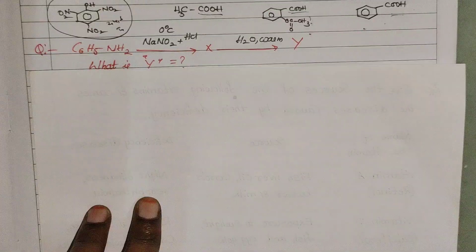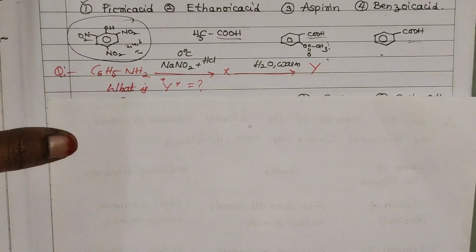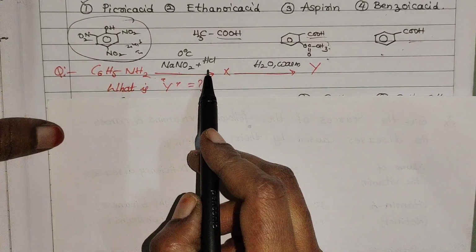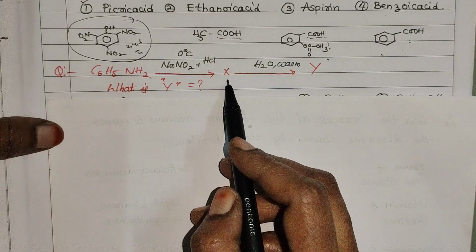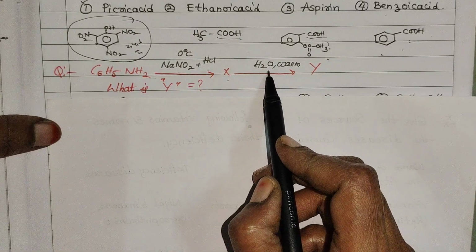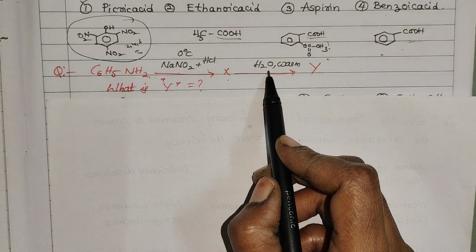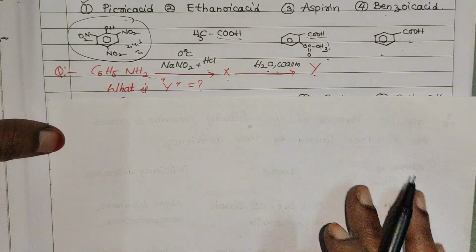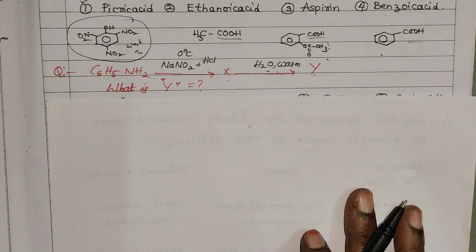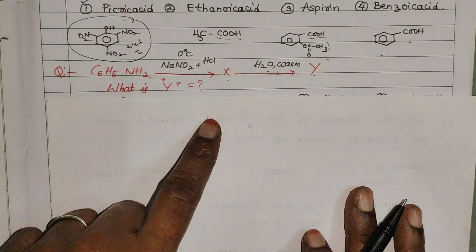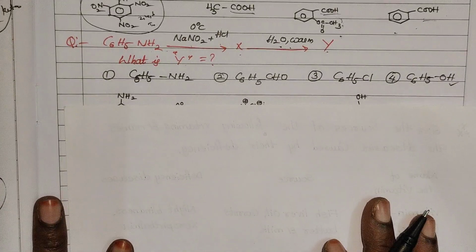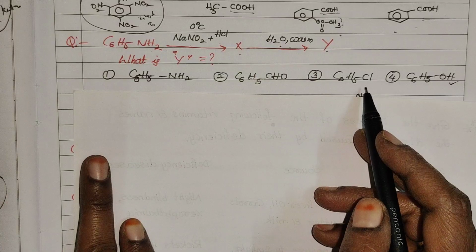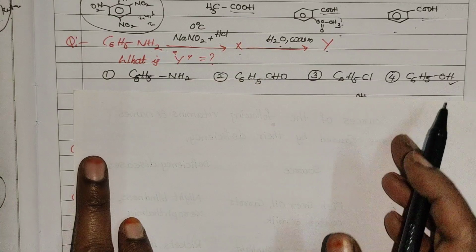Okay, next question. Aniline, C6H5NH2, is nothing but aniline, right? It is treated with sodium nitrite and HCl at 0 to 5 degrees Celsius, and X is formed. After that, when this compound reacts with warm water, it will give Y. What is Y? We have to find. It is simple, it looks like phenol preparation, right? First, this is the diazotization reaction. Check this simple reaction. The options given are aniline, benzaldehyde, chlorobenzene and phenol. Which is the correct option?